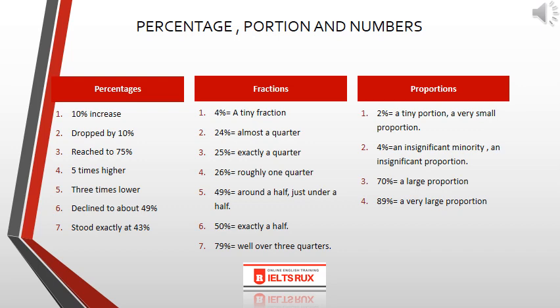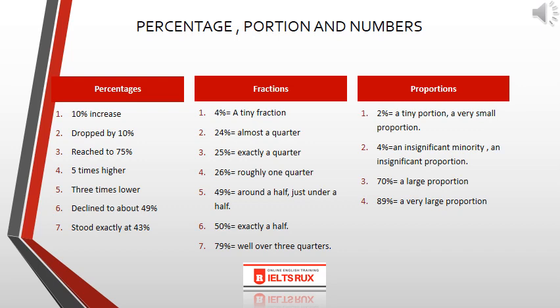If you are expressing the fractions, then you can use these terms: 4%, a tiny fraction. If it is 24%, then you can use almost a quarter. Instead of using 24%, you can use almost a quarter. For 25%, exactly a quarter. For 26%, roughly one quarter. For 49%, around a half, just under a half. For 50%, exactly a half. Instead of using 50%, you can write exactly a half. 79%, well over 3 quarters.